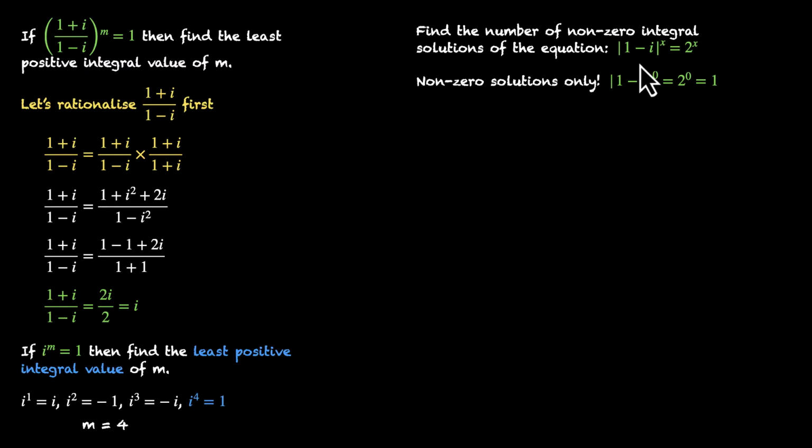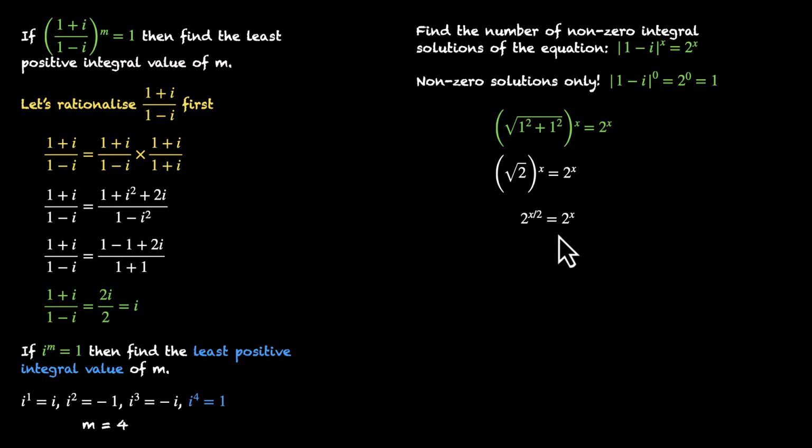Let's see what we have. On the left hand side, we have the mod of 1 minus i, the mod of a complex number. That's the square root of real part square plus imaginary part square. So that's the square root of 1 square plus 1 square, raised to the power x. So this becomes root 2 to the power x, which equals 2 to the power x. This is 2 to the power half to the power x, which means we have 2 to the power x by 2 equals 2 to the power x.